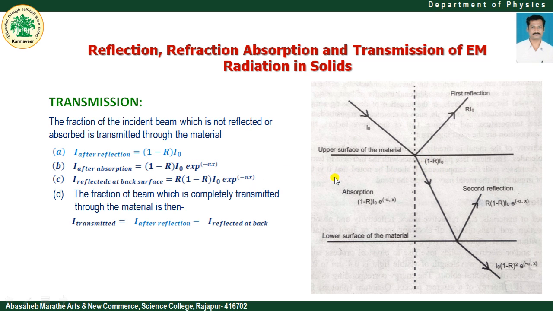Again, the part of the beam that enters the material is lost by absorption. If the thickness of the material is x, here you can see the thickness of the material, then intensity after absorption will be equal to (1 minus R) into I naught into e raised to minus alpha x.